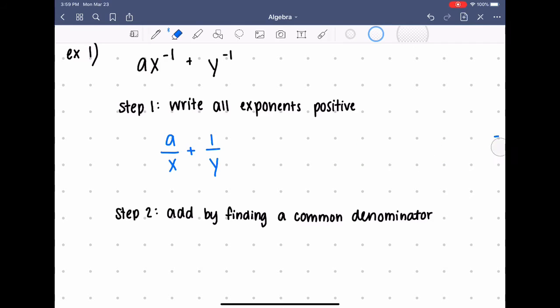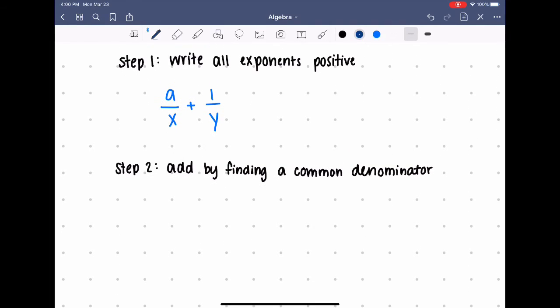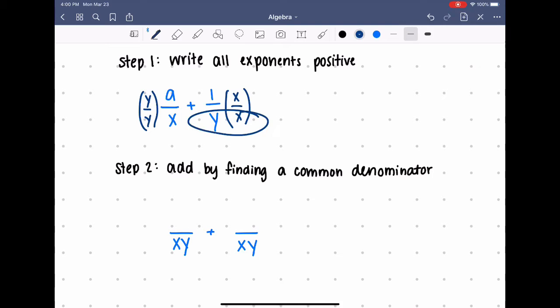So we're doing the same thing, but now we have some variables instead of numbers. The easiest way to find the common denominator is just to multiply the denominators together. So it would just be something over xy. My common denominator is just x times y. So for the first term, I have to multiply it by y over y, because that's what it's missing to get to that common denominator. The second term, I have to multiply by x over x. So you'll notice that each denominator becomes xy. My first numerator is just a times y, and my second numerator is just 1 times x, which is just x.